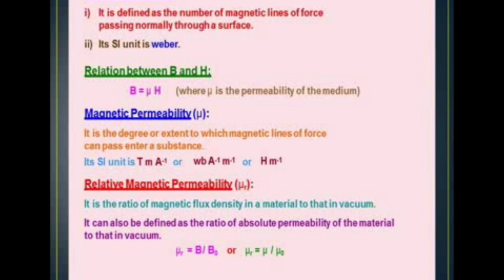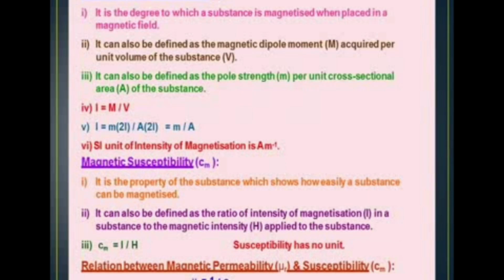Relative magnetic permeability. It is the ratio of magnetic flux density in a material to that in vacuum. Relative means you have to relate the two values. It can be defined as the ratio of absolute permeability of the material to that of vacuum. So what is the permeability of the material, and what is its permeability in vacuum, the ratio between the two.